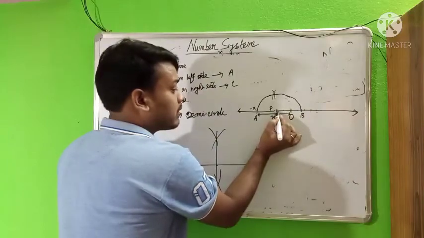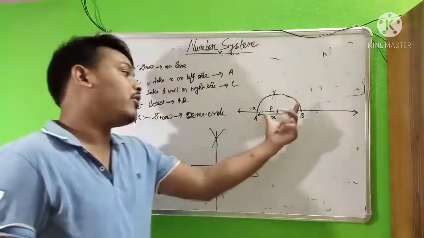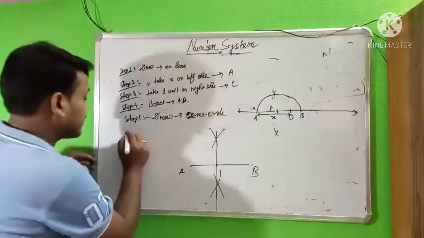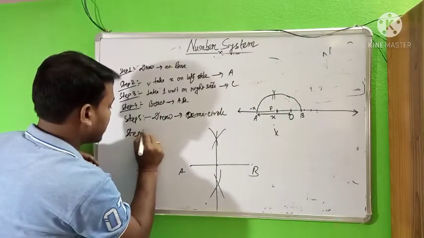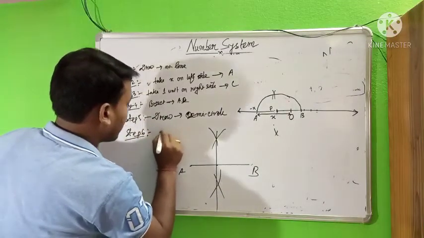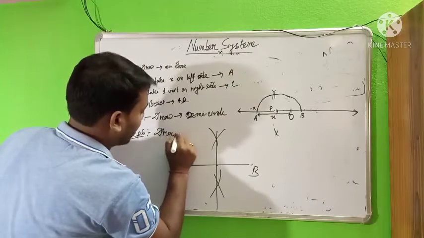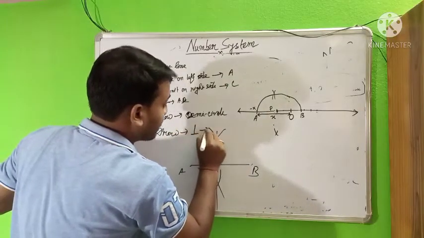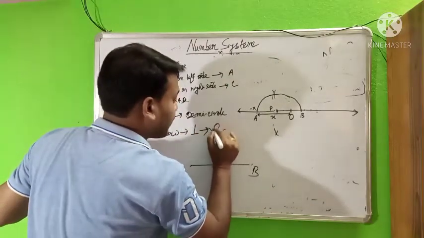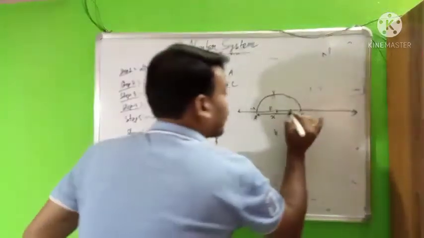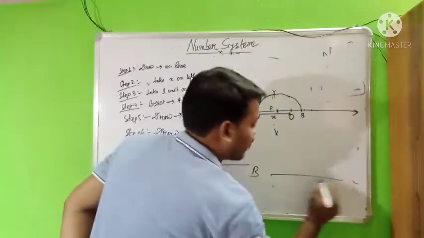So with center as P, we draw a semicircle. Next step, step 6. Draw a perpendicular on the point O. So if we draw perpendicular, I think everyone knows how to draw perpendicular.